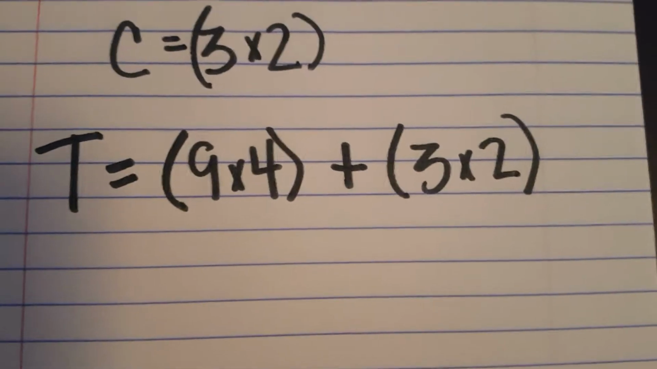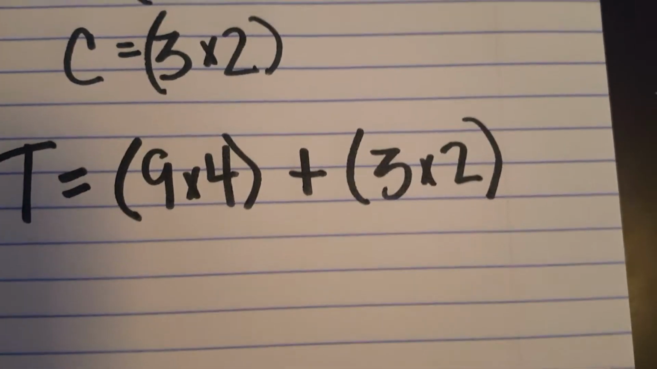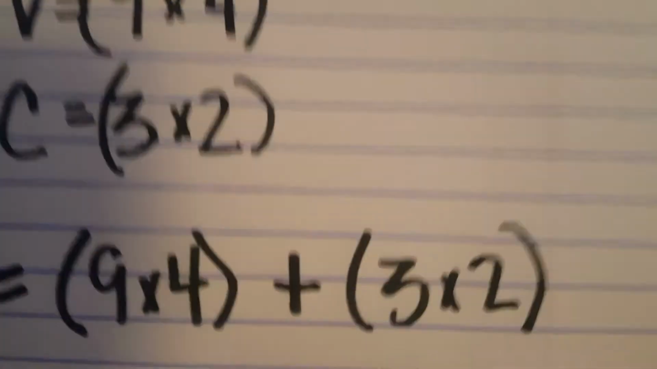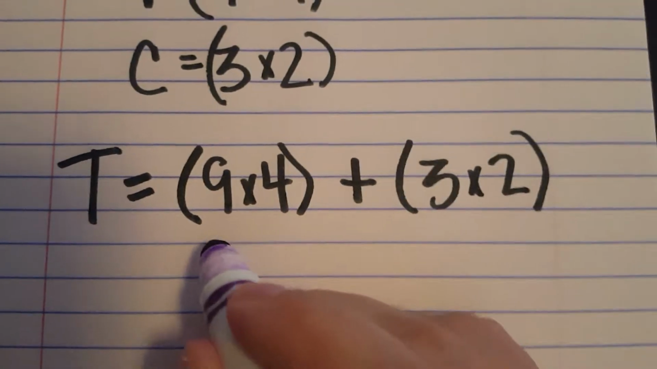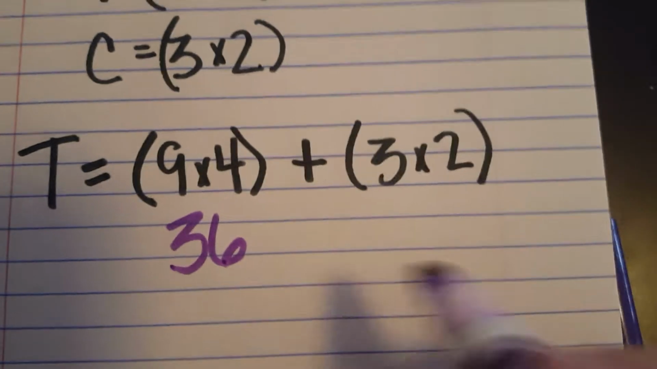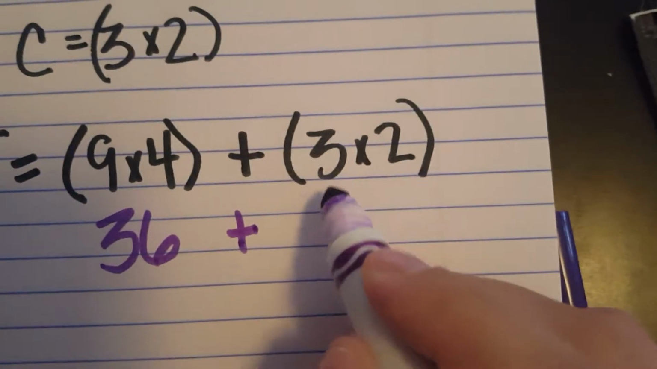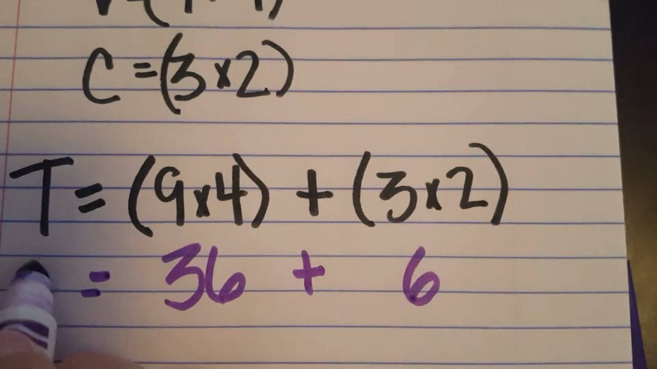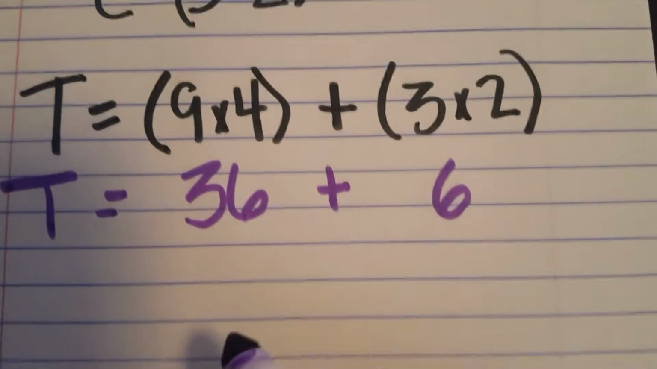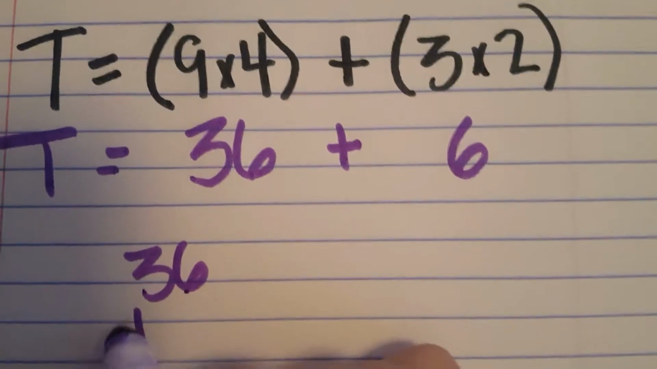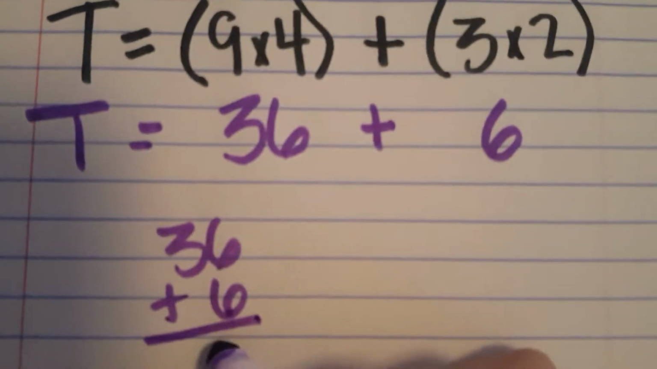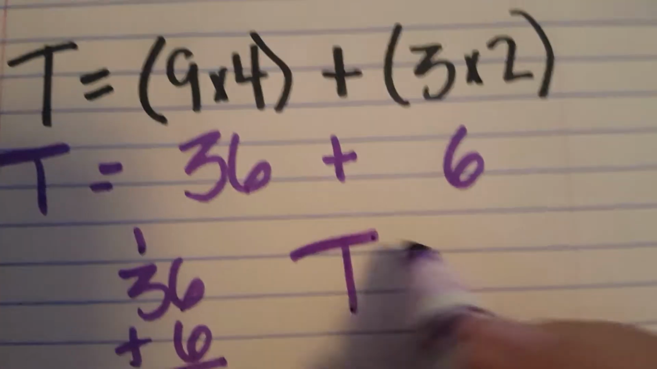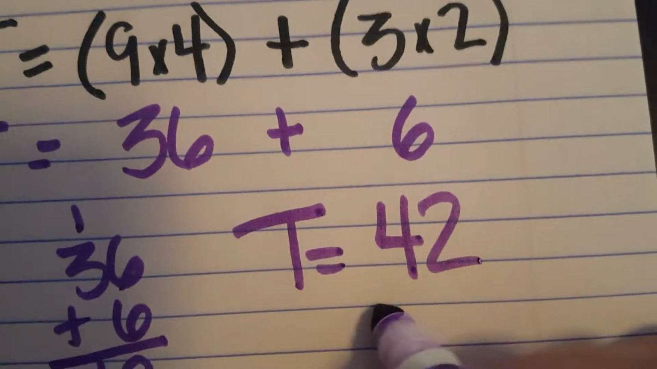And you know that when you solve a problem with parentheses, you do the parentheses first. And so in this particular problem, you would do 9 times 4, which is going to give you 36, plus 3 times 2, which is 6, and that's going to equal your total. So to solve, I'm going to do 36 plus 6. It's going to give me 12, carry my 1, 3, and 4. And so my total equals 42 people.